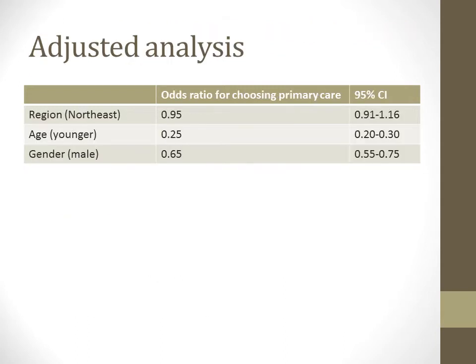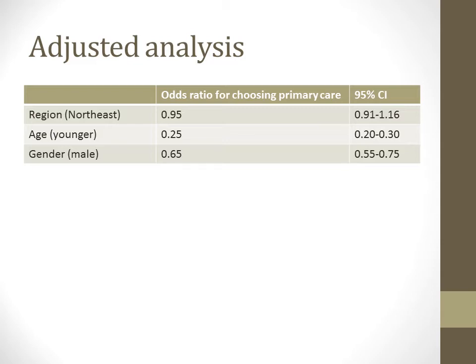So for the adjusted analysis, what we would do is we would say, what does region all by itself have? What's the effect that it has on the odds of choosing primary care? And then what's the odds ratio that age has? And as you can see, age has a much bigger effect than region. I also threw gender in there just because we usually put more than two variables in the adjusted analysis.